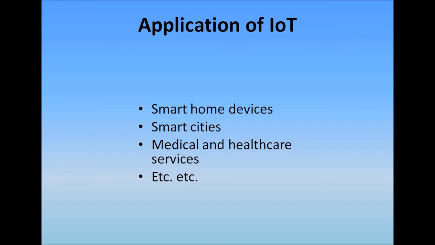So the first one is smart home devices. Now imagine a home where each and every appliance is connected to the internet, and you can manage or control it using your mobile phone. Like you have to leave for your office in 15 minutes, so you can tell your car using your phone to switch on the AC, so that after 15 minutes when you get to your car, it will be cooled, it will not be hot.